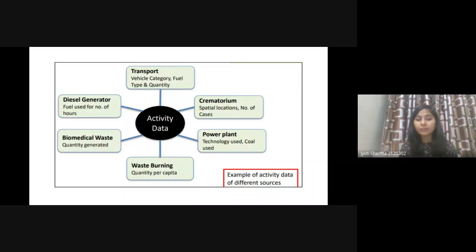Then, for example, for waste burning, how much quantity we are burning per capita. For example, the diesel generator, the fuel used for the number of hours. So these are examples of your activity data for different sources.